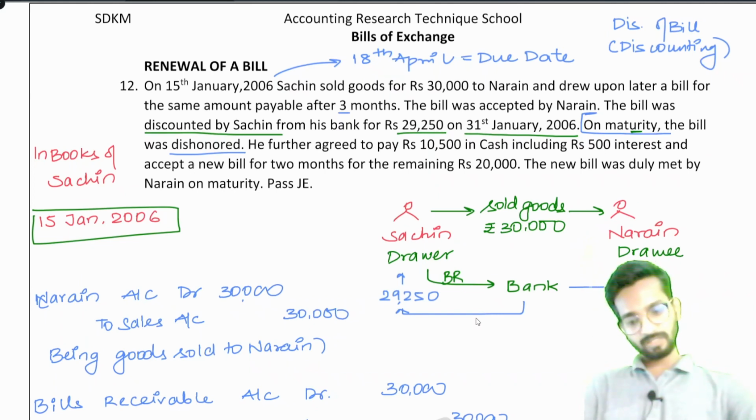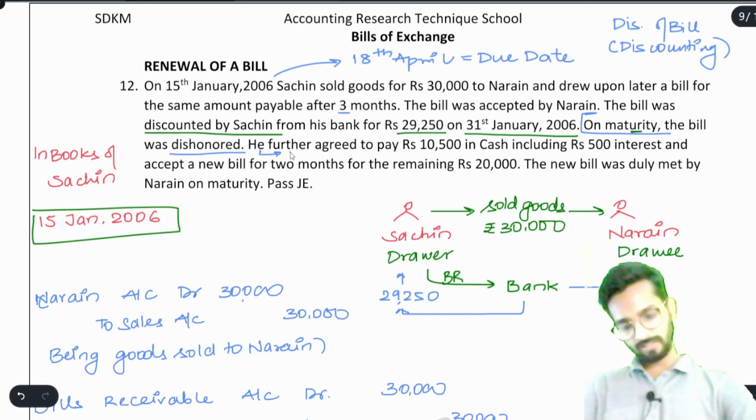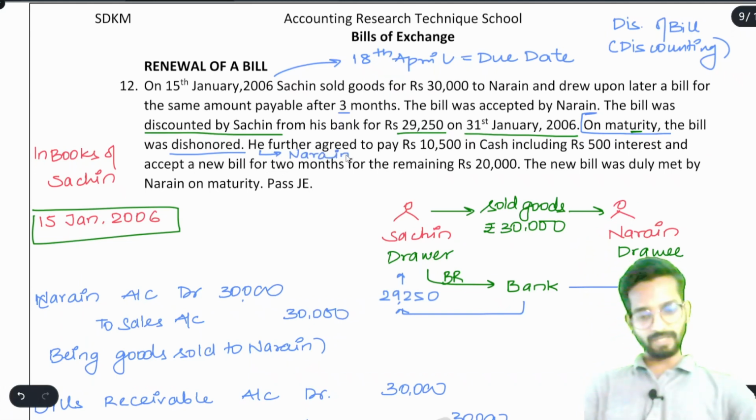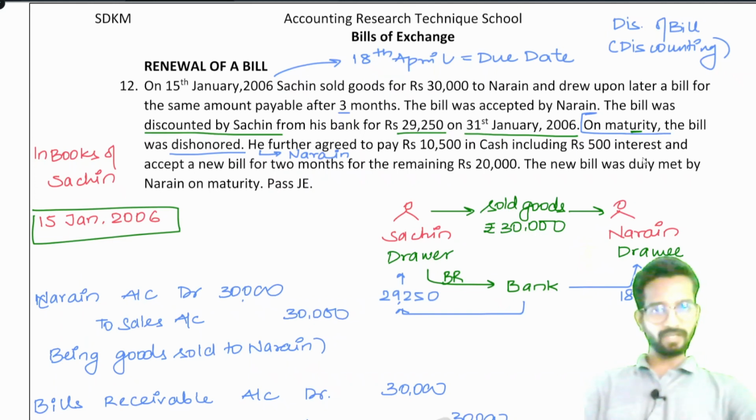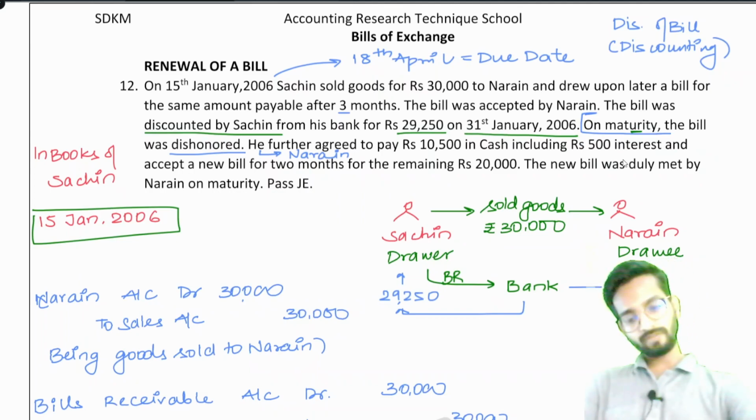Now what is happening? He further agreed. He who? Narayan. Narayan agreed to pay 10,500 in cash including 500 interest. Narayan is saying, see, I don't have the entire 30,000 right now. I can pay you 10,500 rupees including interest of 500. Now I have already told you how to calculate the interest, but in this question the interest figure is given directly. So first we have to pass the entry for the interest.